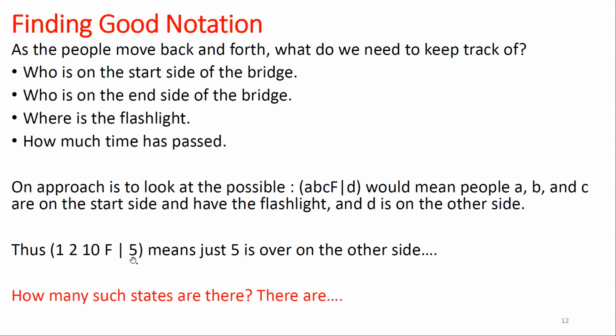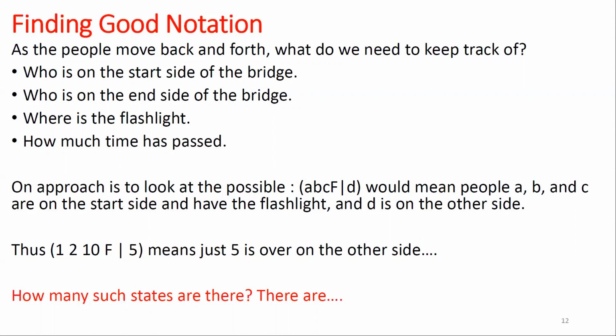So how many states are there? How many different configurations do we have? So any thoughts? I don't know. Yeah, like how many different ways can I write something like this? How many choices do I have for where person A is? 2. And for person B, 2. And person C, 2. And person D, 2. And where the flashlight is. 2. So how many possibilities are there if there's 2 for each?